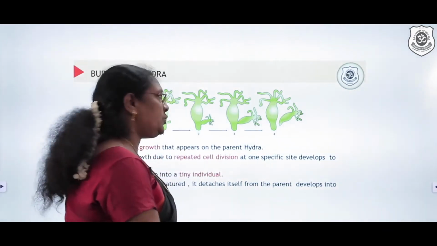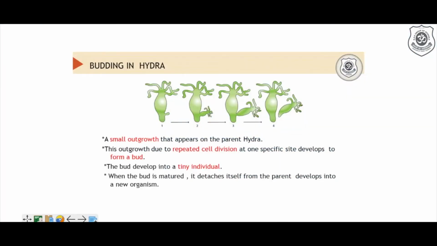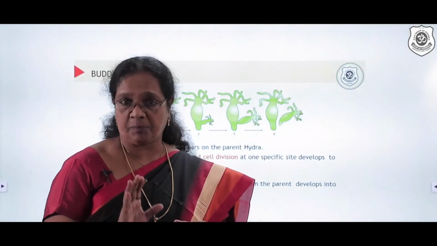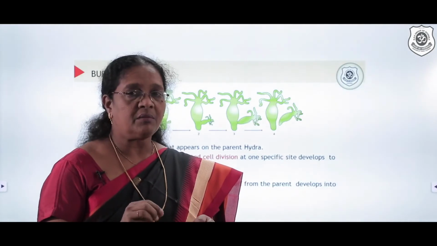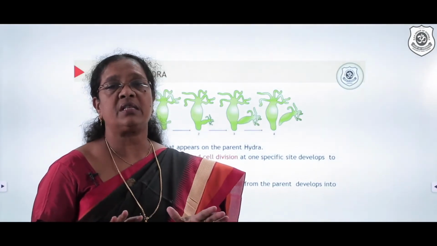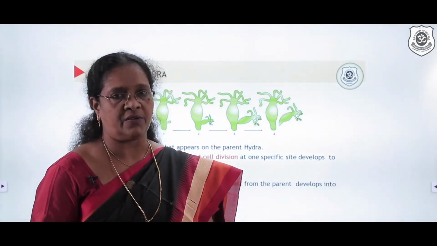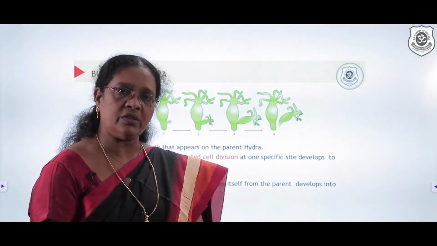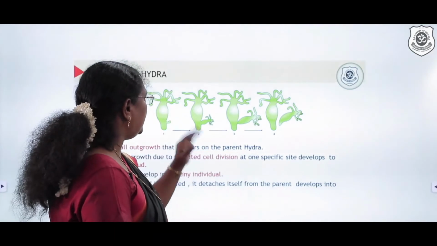We move over to the next one, budding in hydra. In hydra, we find regeneration is possible. Why? Because the regenerative cells are all over in the case of hydra. But hydra shows another unique division also, which we call budding in hydra.